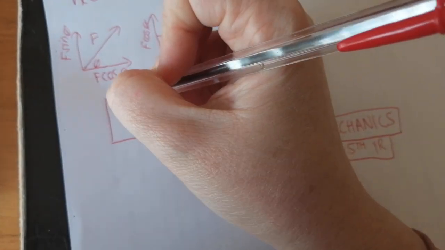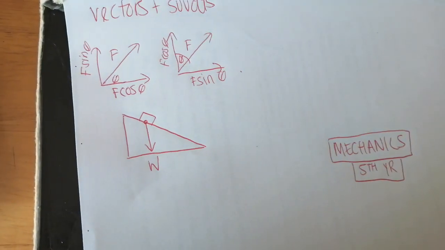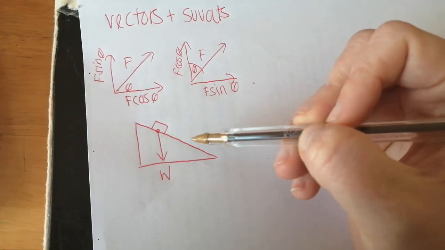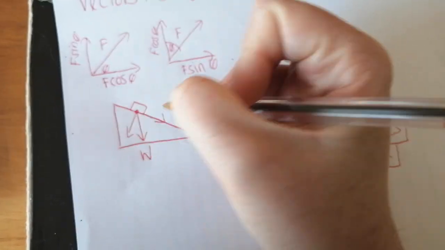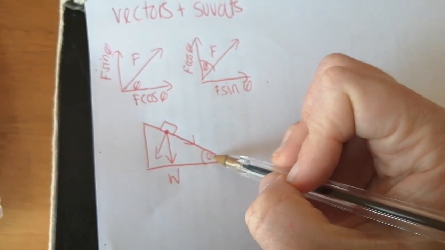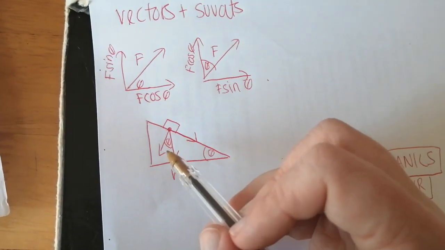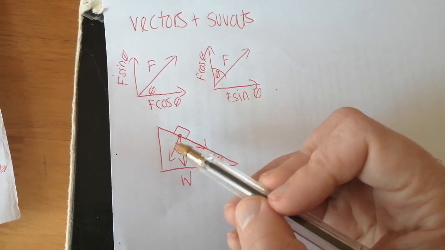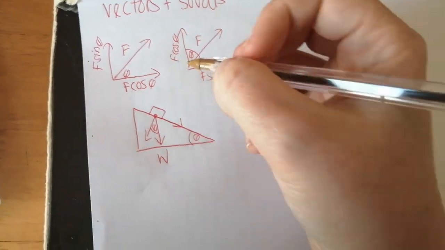If I have an object on a ramp and it has a certain weight, we know weight is a force. If I want to find the component of the weight that's acting down the ramp, I need to break up that weight into its two components. Through trig, this angle here is equal to this angle here. So if I have this weight here and this angle here, this will be weight cosine of the angle, and this will be the weight sine of the angle.